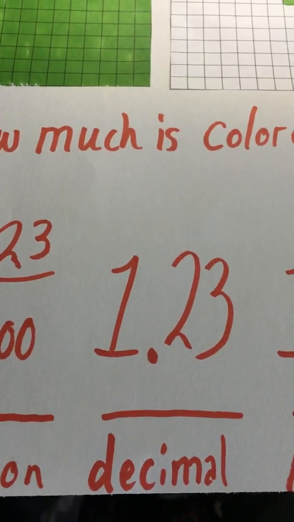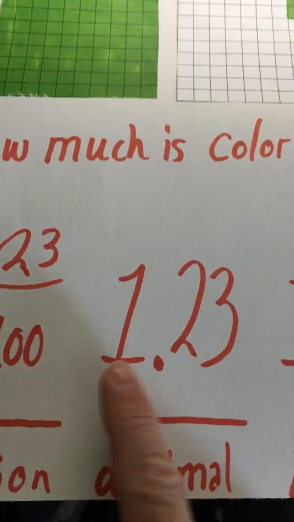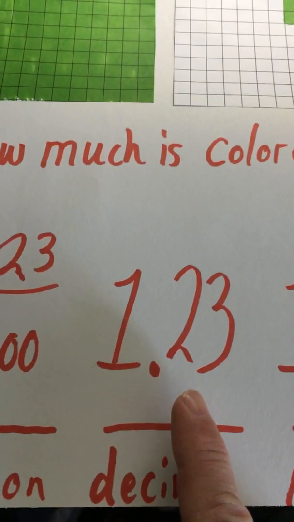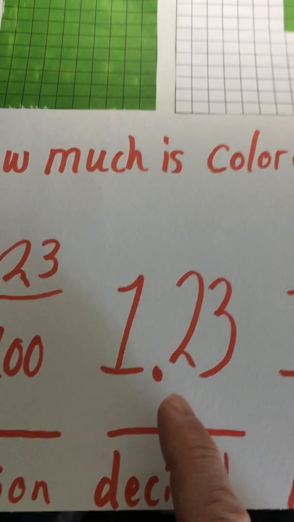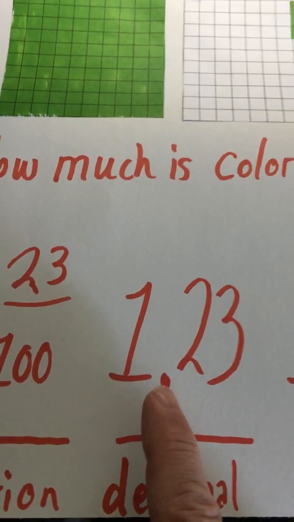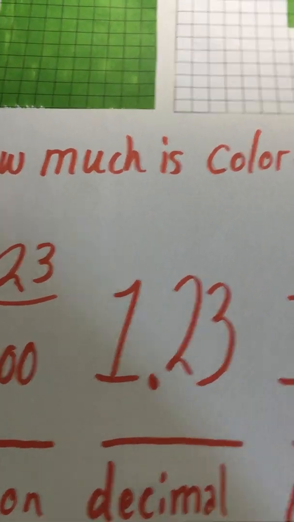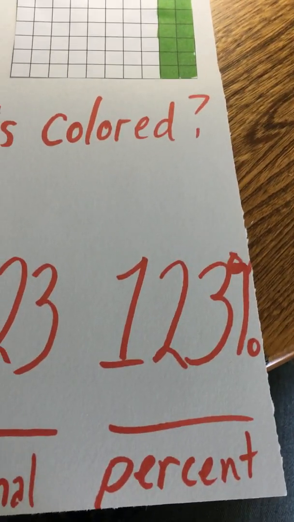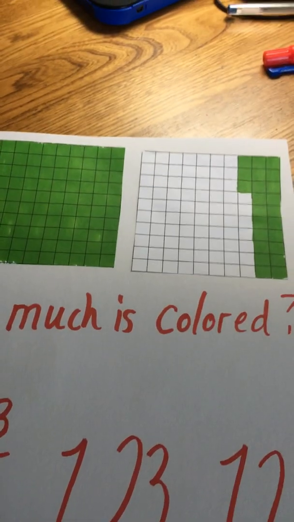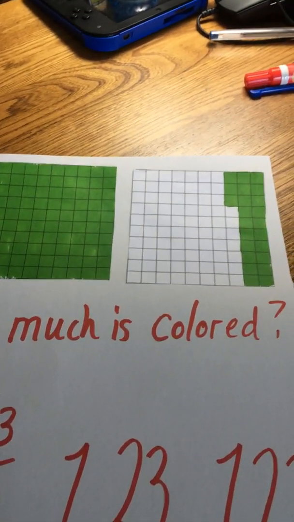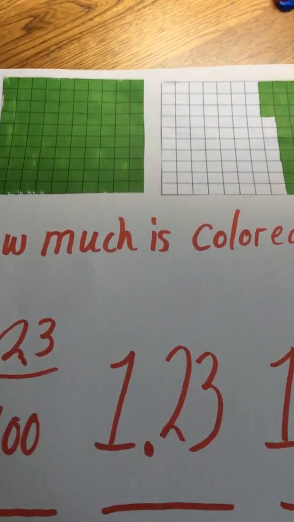We want to turn that into a decimal. Again, 1 whole and 23 hundredths of another square. How do we turn that into a percent? We simply, you guessed it, bump the decimal point 2 places to the right, and now you've got your percent. 123% of the squares are colored in. That's how you turn fractions and decimals into percents.